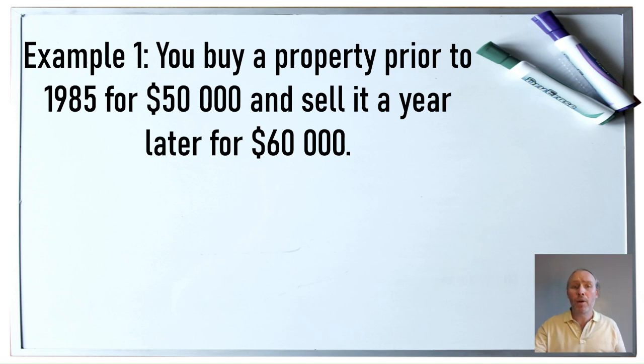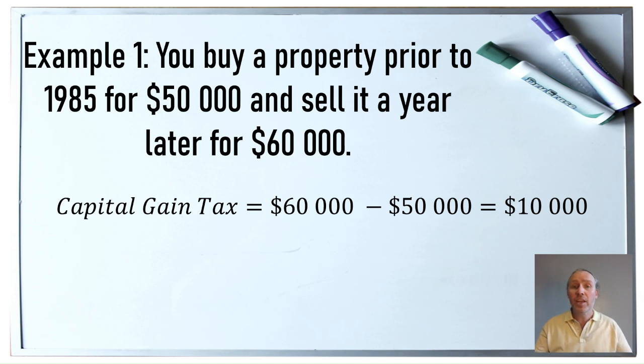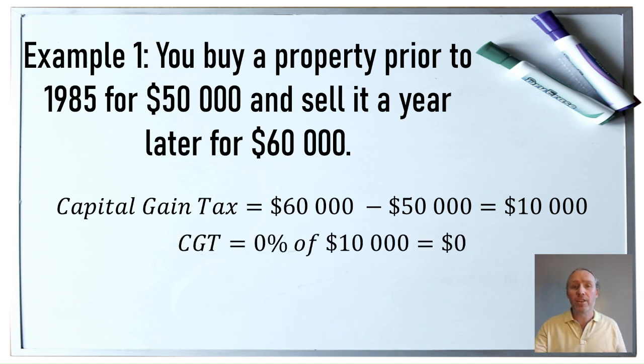If you bought a property prior to 1985 for, let's say, $50,000 and then you sell it a year later for $60,000, the capital gain there is $10,000. But because there's no capital gains tax at this time, obviously you'd pay zero.